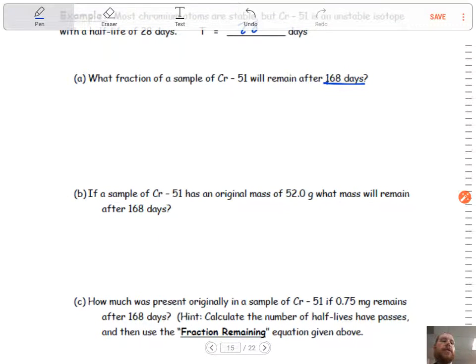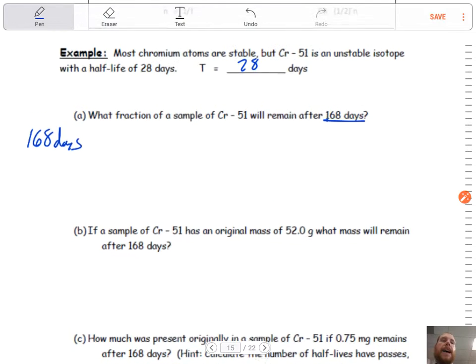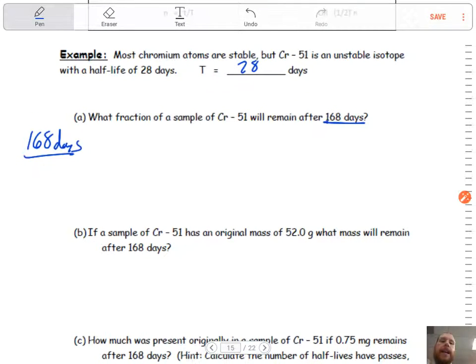Here they give us the total amount of days, which is 168, and we already know the half-life is 28 days. So all you're going to want to do is take your total number of days divided by the time of one half-life, and then you'll figure out how many half-lives you have. In this case, when you take 168 and divide by 28, you get 6 half-lives. That means your sample has been cut in half 6 times.